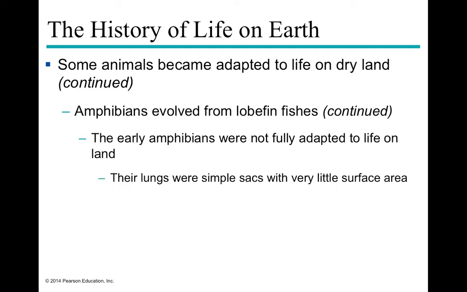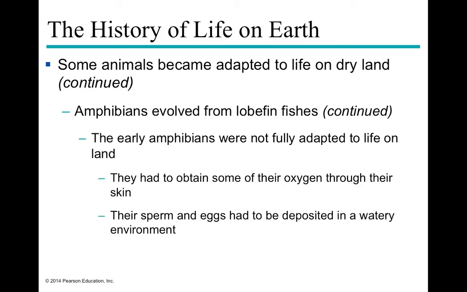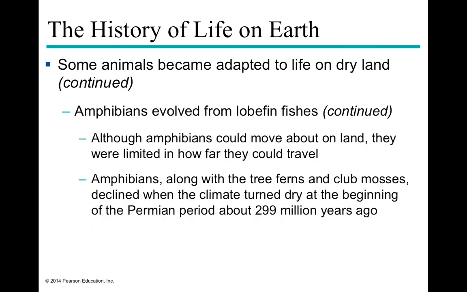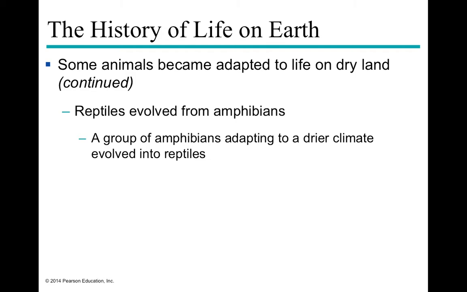Now, the primitive lungs were very, very simple. They had very small sacs, very limited surface area. So they still had to obtain oxygen through their skin, which meant that they also had to deposit their sperm and eggs in a watery environment. Both of these meant that they had to stay close to a water source. So they were able to move about on land, but they were limited on how far they could travel away from their water source. And they also suffered the same decline as the tree ferns and the club mosses when the climate changed in the Permian period about 300 million years ago and became much, much drier.